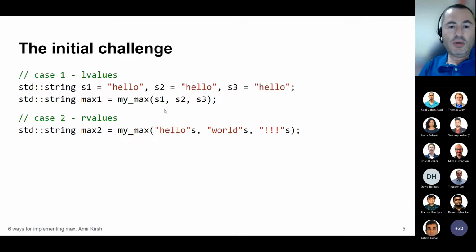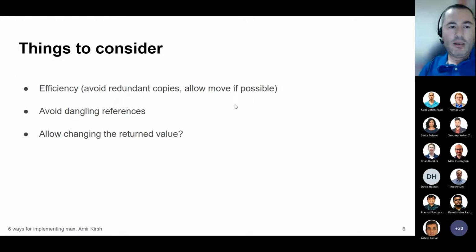And also we have to consider, okay, we want a variadic template. So things to consider: efficiency, avoid redundant copies, allow move if possible. On the other end, avoid dangling references. We do not want to return a reference that would be used after the reference is invalid.